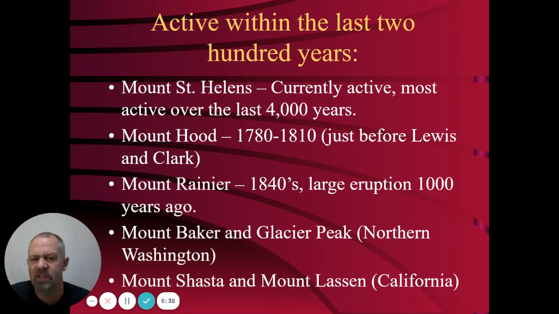It was more just a little steam event that let off a little bit of maybe lava and stuff. And then its last big eruption was about 1,000 years ago. And then Mount Baker and Glacier Peak, which are both in northern Washington, erupted in the last 200 years. And then south of us in California, Mount Shasta and Mount Lassen have both erupted in the last 200 years.